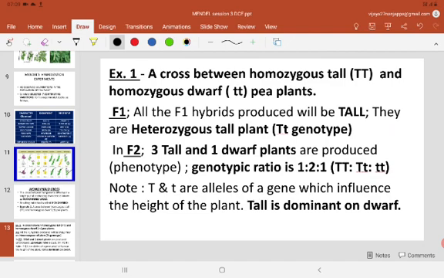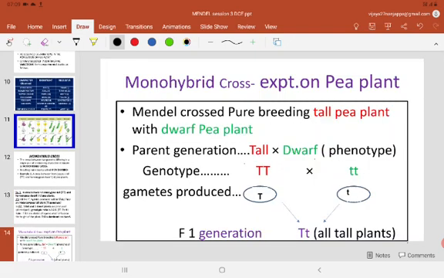T and small t are alleles of a gene which influence the height of the plant, and in this experiment, tall is dominant over the dwarf. The same thing is expressed here. This is how genetic crosses are written. Mendel crossed a pure breeding tall pea plant with a dwarf pea plant. Here you can make out the parent generation. The phenotype is tall pea plant with a dwarf pea plant.